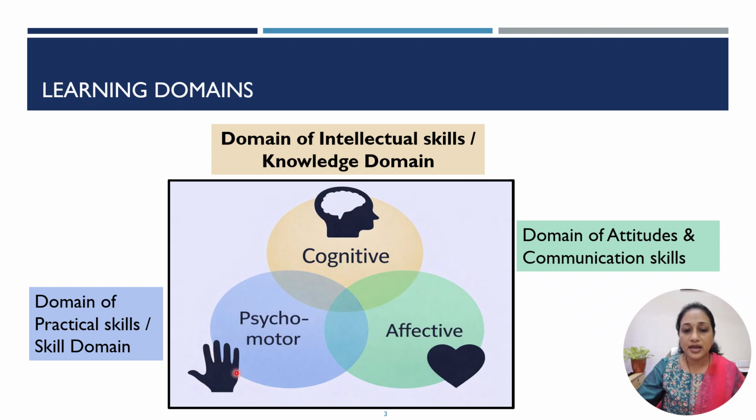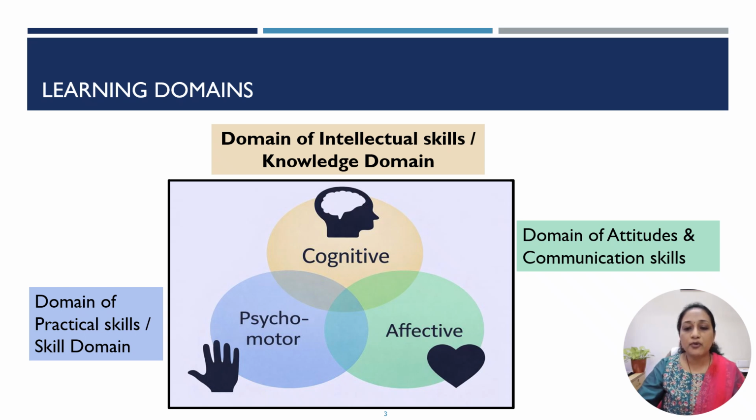The second is the psychomotor domain. It deals with the practical skills and is also called the skills domain. The third is the affective domain. The student learns about affective skills, that is, skills of professionalism, attitude, and communication. We need information about the cognitive domain and the intellectual skills, especially while designing a theory question paper. And therefore, in today's session, we will be discussing more on the knowledge domain or the intellectual skills domain.